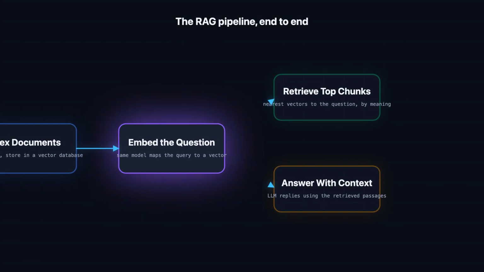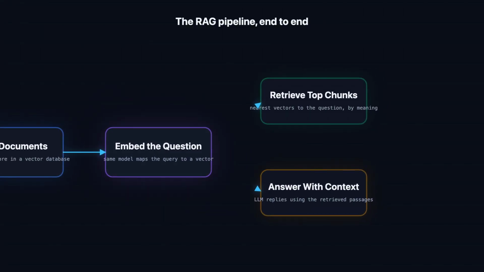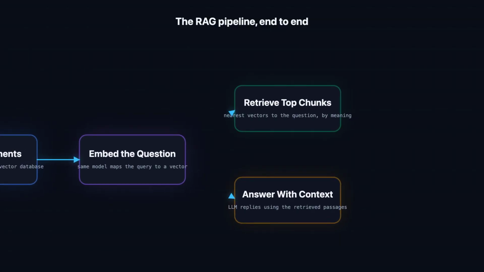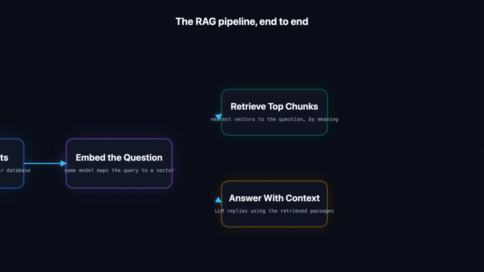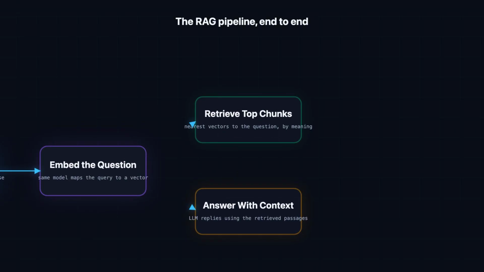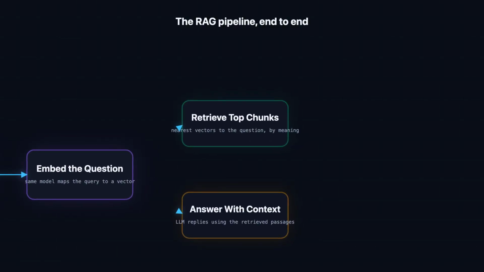Now a question arrives. We run that same embedding model on the user's query, turning it into a vector in exactly the same space as your chunks. This is what lets us compare a question against your documents by meaning, rather than by matching literal words.